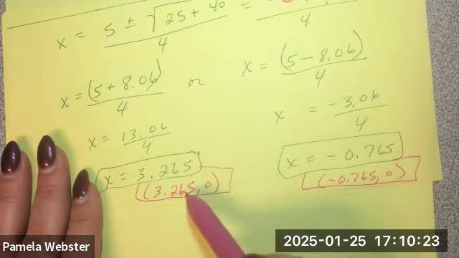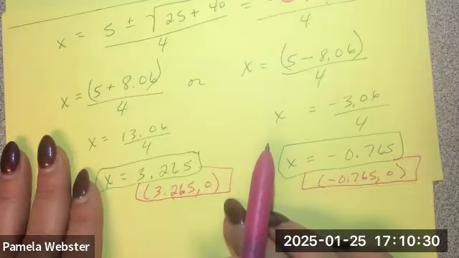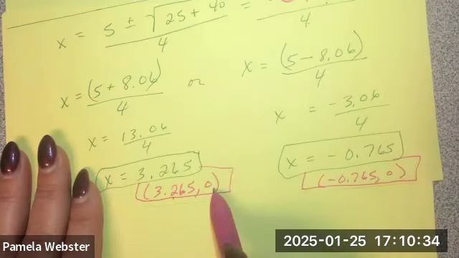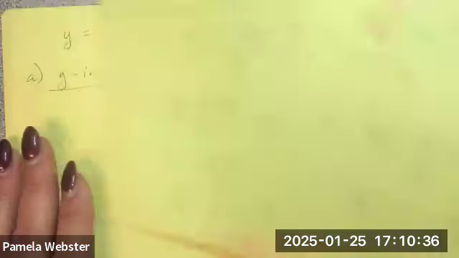Or here, if you put it as a point, a coordinate pair, you're telling me this is my x value. This is definitely an x-intercept because the y is 0, right? I can tell that. Okay.